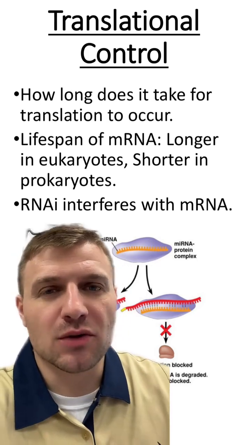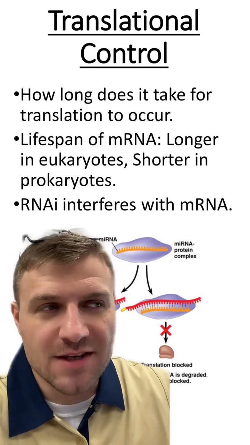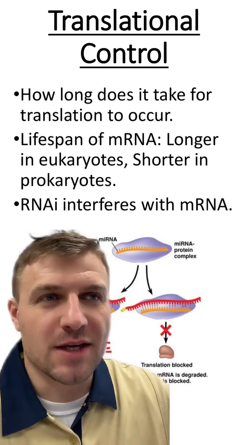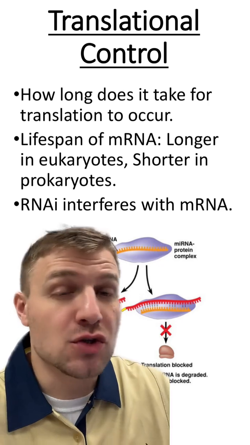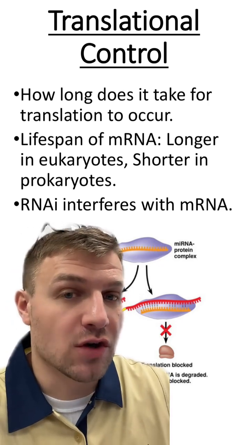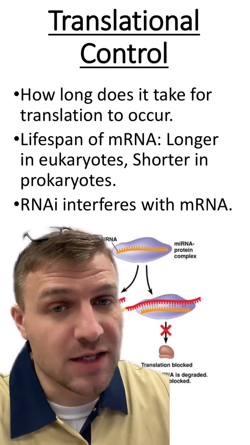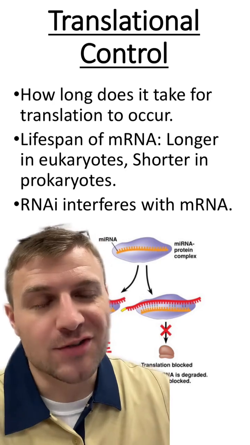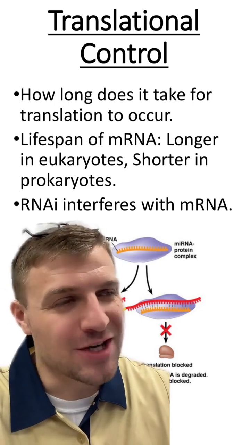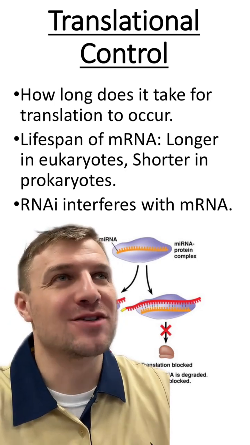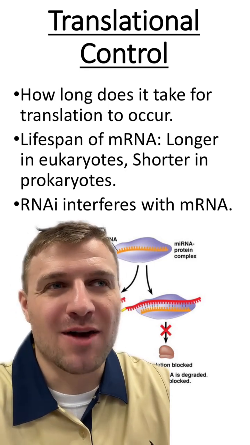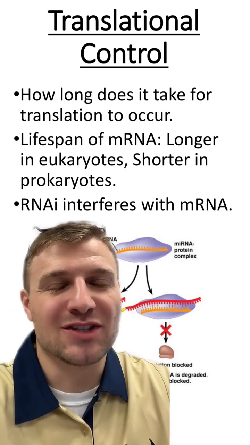Our next type of control is translational control, and this influences how much the mRNA is translated at the ribosome. This can be like the lifespan of mRNA, which is usually longer for eukaryotes and shorter for prokaryotes. And this is because the prokaryotes need to respond to their environment much quicker. And also something called RNAi, which I'm not going to get into in this TikTok because there is so much that RNAi can do. But basically, RNAi interferes with how much RNA is going to be translated.